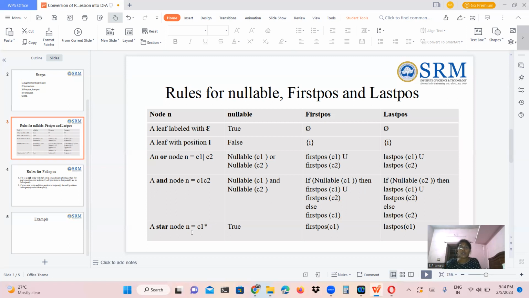For my node in the Kleene closure, C1 star, the closure has only one child. This is a unary operator. The closure can produce an empty string, since it is zero or more occurrences of a given input symbol. So nullable is equal to true. First position is only the first position of C1, and last position is the last position of C1. That's all for the rules of first and last position.